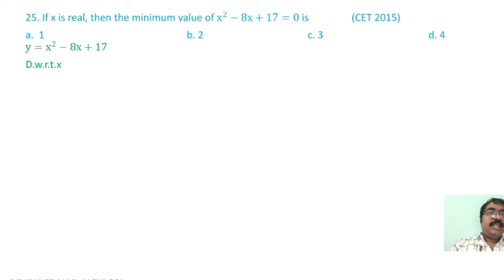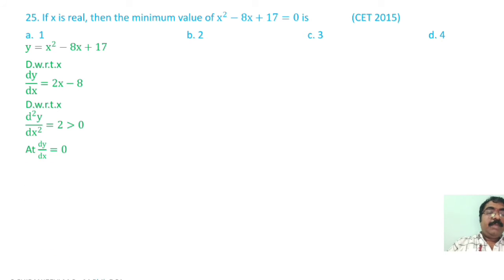Differentiating with respect to x, dy by dx equal to differentiation of x square is 2x minus differentiation of 8x will become 8, and differentiation of a constant is 0. So differentiating once again, d square y by dx square equal to differentiation of 2x is 2, and differentiation of minus 8 will become 0. So which is greater than 0.